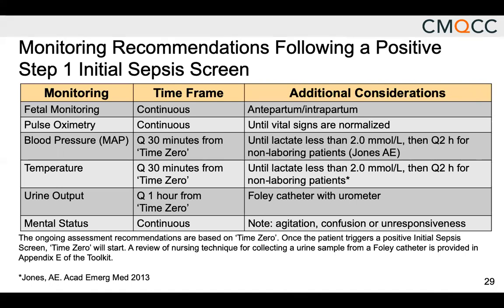Blood pressure and temperature are every 30 minutes, and it's really important to increase the frequency of surveillance, so every 30 minutes while the patient is presenting with an organ injury or until the vital signs normalize. And of course, the urinary output should be monitored every hour, as well as the mental status monitored ongoing. Next slide.